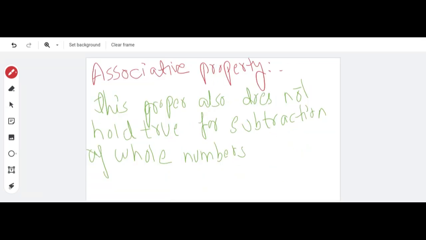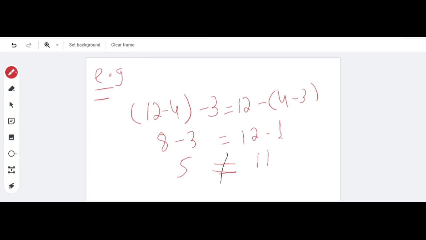That's why. And the same thing goes for the associative property, because when I switch the groups, I will get a different answer. So the associative property and the commutative property do not hold for subtraction. Got it? Okay. Any confusion?